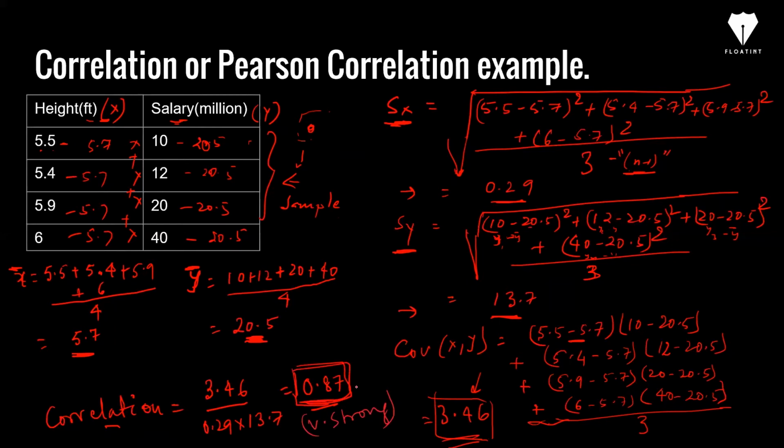Now, 0.87. Just think about it. The correlation basically ranges from 0 to 1. The closer it is to 1, the stronger the relation between these two.